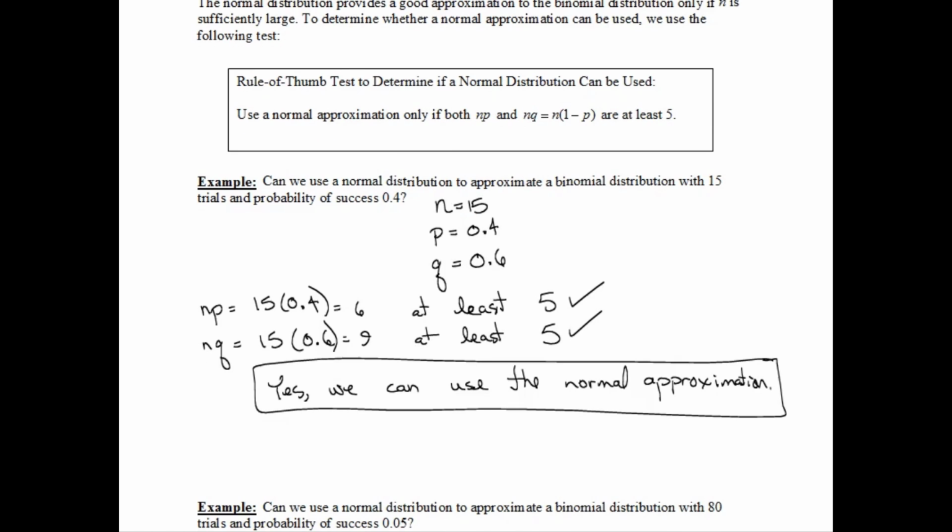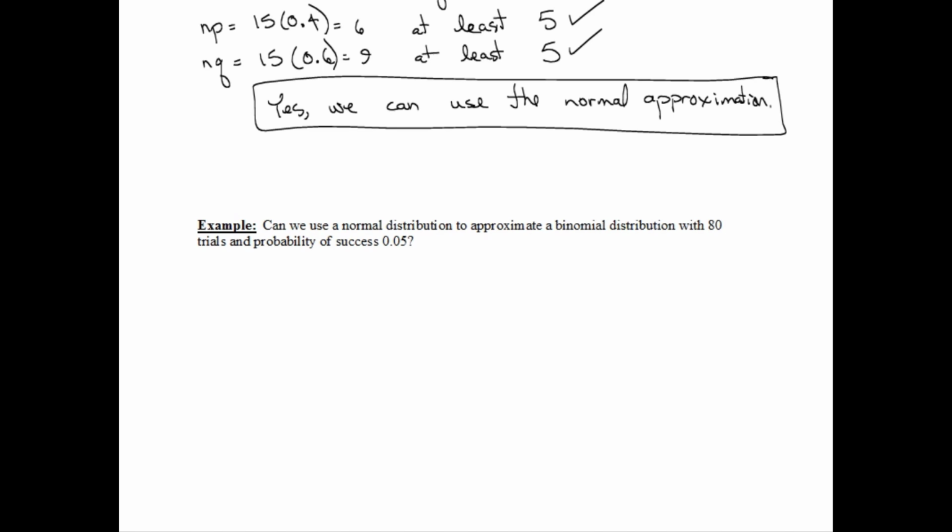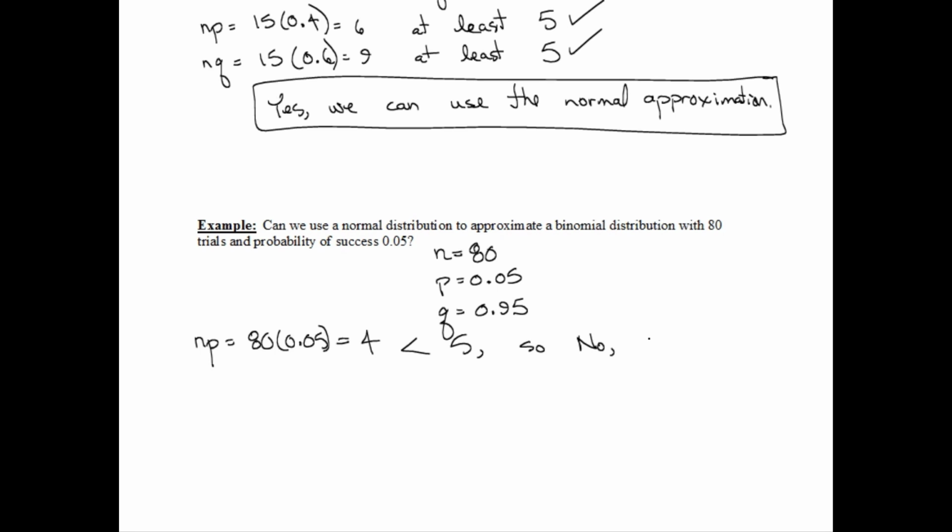Let's do another one. Let's suppose that we have a binomial distribution with 80 trials and probability of success 0.05. So in this case, our n is 80, our p is 0.05, therefore what is our q? 0.95. So once again, choose the smaller one, so we'll choose p, so np, that means 80 times 0.05. This gives me 4. This is less than 5, and so that tells me that no, I cannot use the normal approximation. Has to be at least 5.